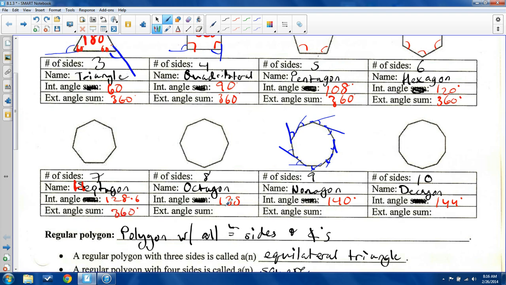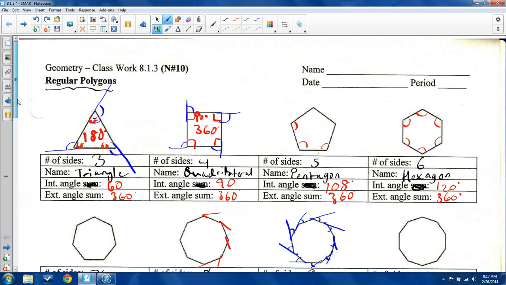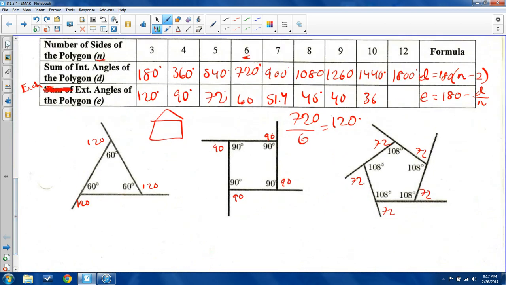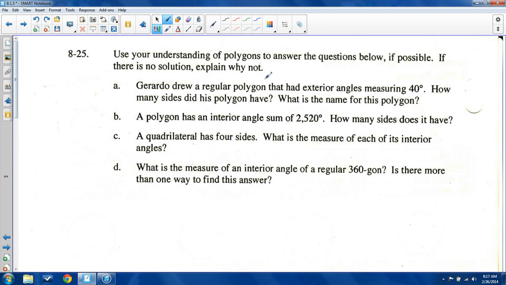Because I have a little bit of time, I want to see if we can do a problem on the back with that so you get how all of these connect. All of these will add up to 360 when you add them up, the exterior angles. So, assuming that makes sense, I'm going to go to the next page and find a problem that talks about exterior angles. Gerardo drew a regular polygon that had exterior angles measuring 40 degrees. How many sides did his polygon have? What is the name for this polygon? So exterior angles are 40 degrees, and this is a regular polygon.